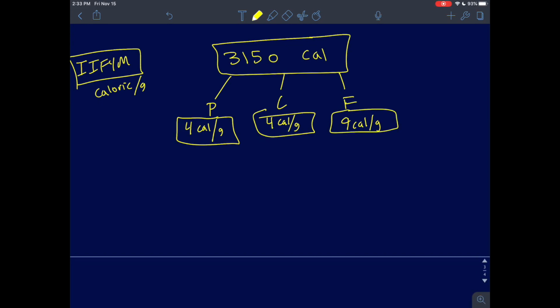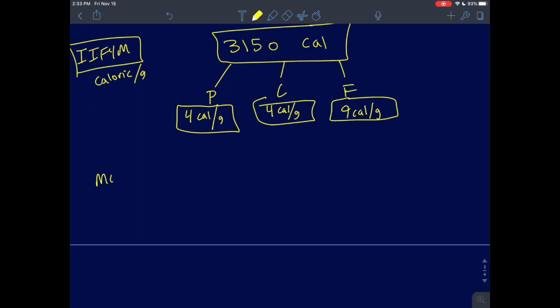Now, there's something called a macro split. There's a bunch of popular ones. The most popular one is called the 40-40-20 split. It's very popular.